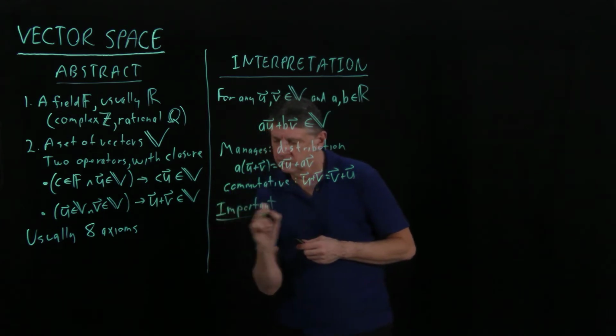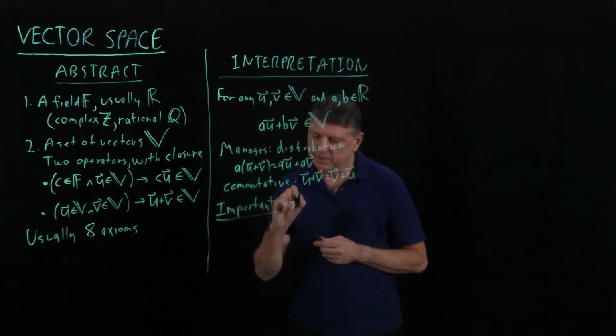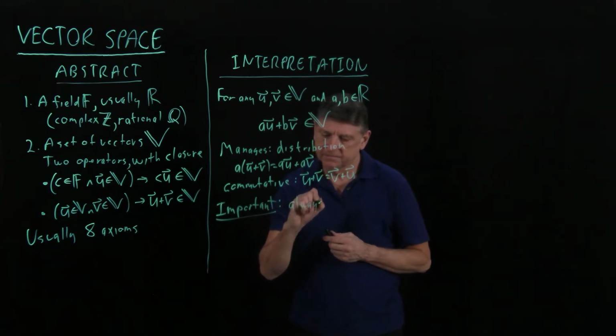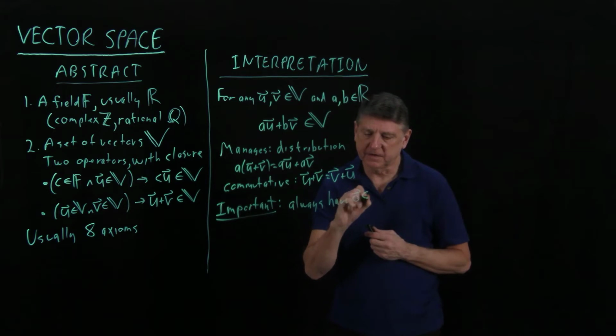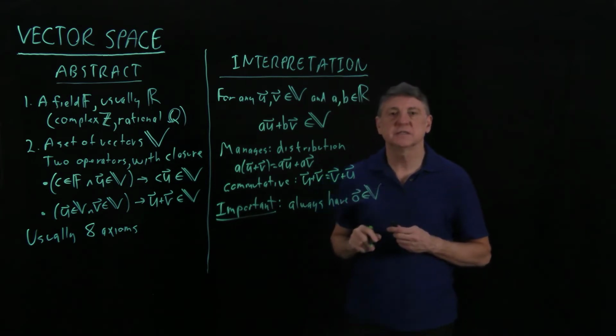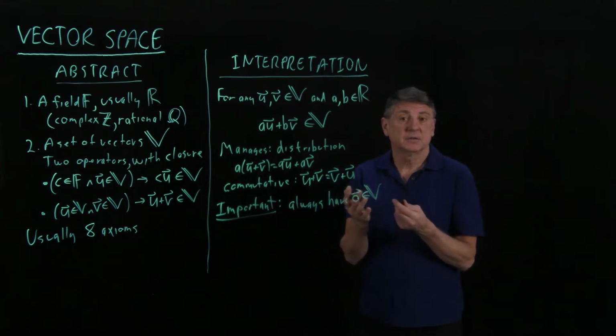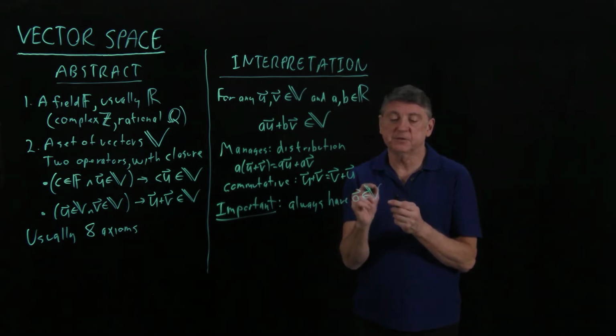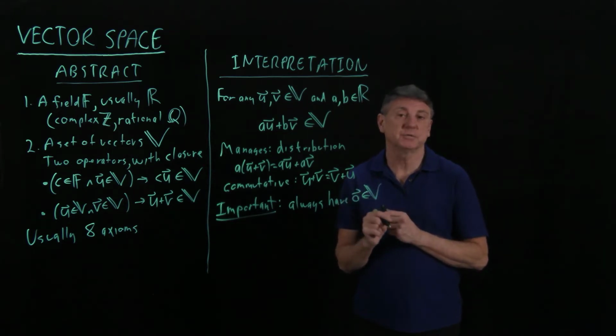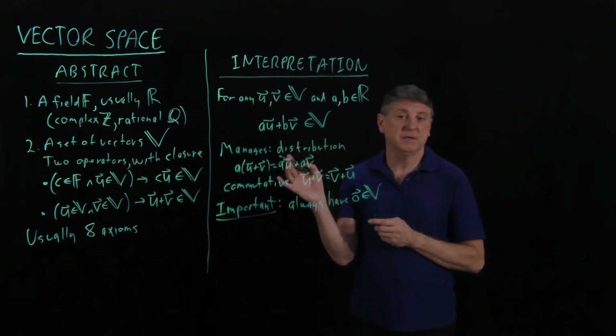And important is that we always have the 0 vector has to be in the set. In fact, the smallest possible vector space you can get is just the 0 vector, and it will satisfy everything.